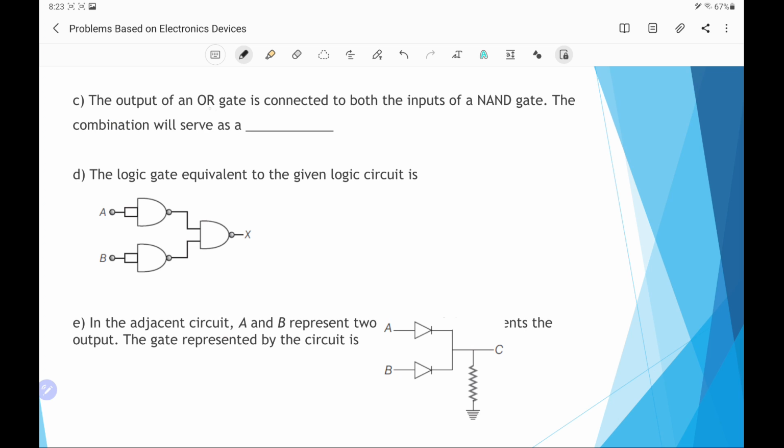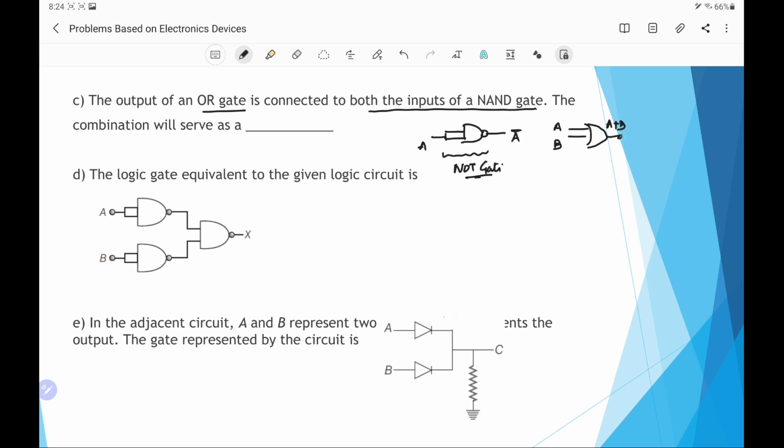Part C: the output of an OR gate is connected to both the inputs of a NAND gate. The combination will serve as a NOR gate. The NAND gate has two inputs and these are connected. If the input is A, then this gate acts as a NOT gate, which means we will get at output A bar, A complement. Therefore, as per the question, this is the OR gate, two inputs are A and B, so at output we get A or B.